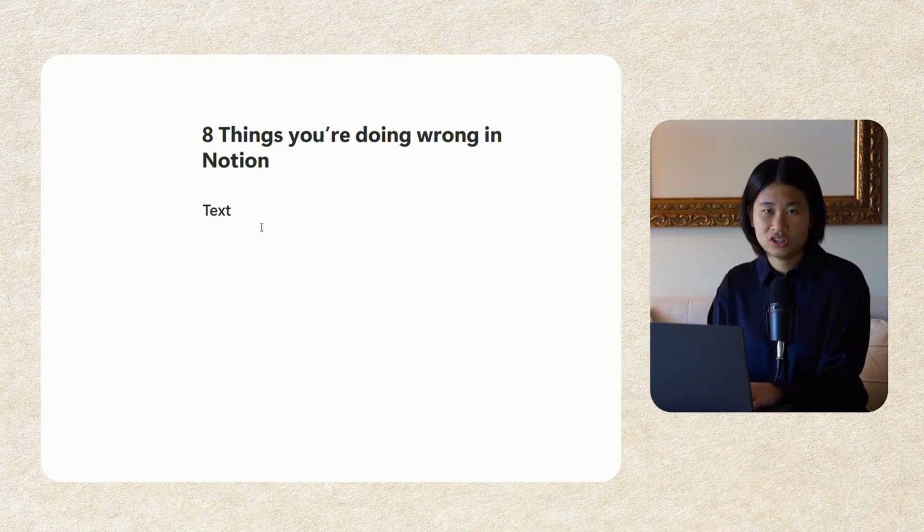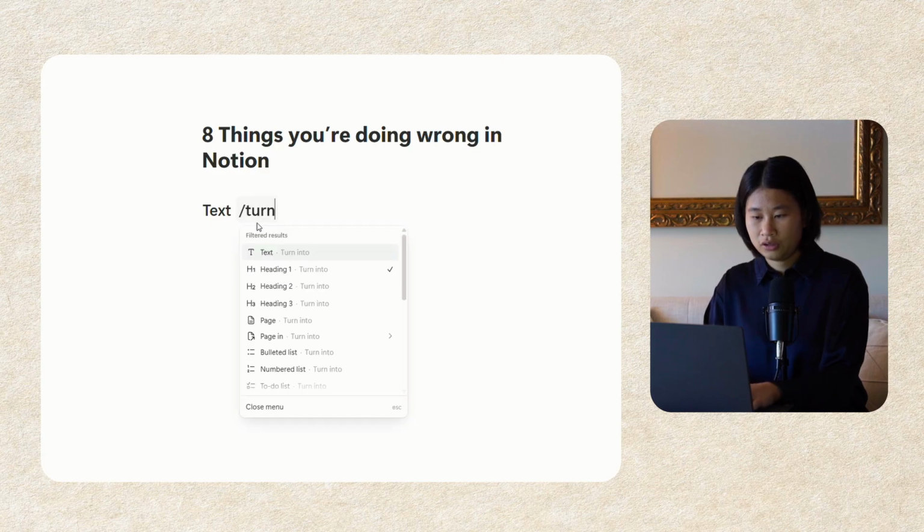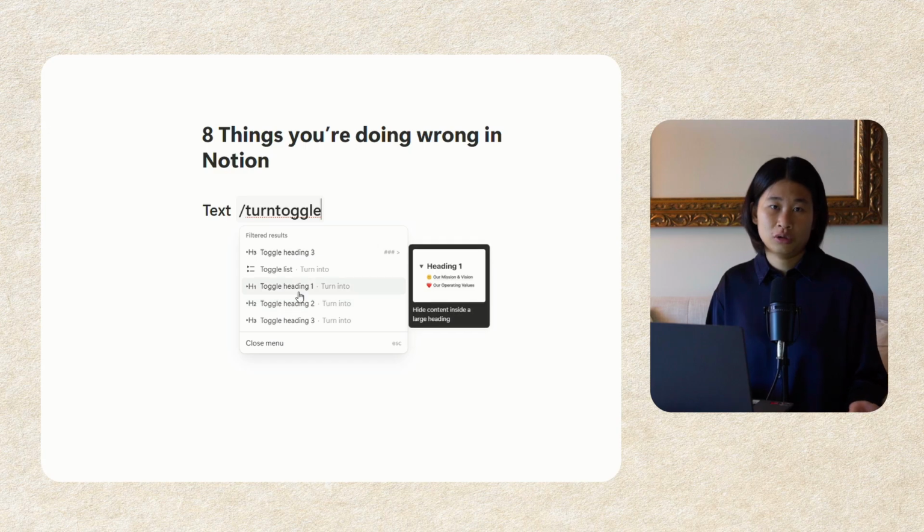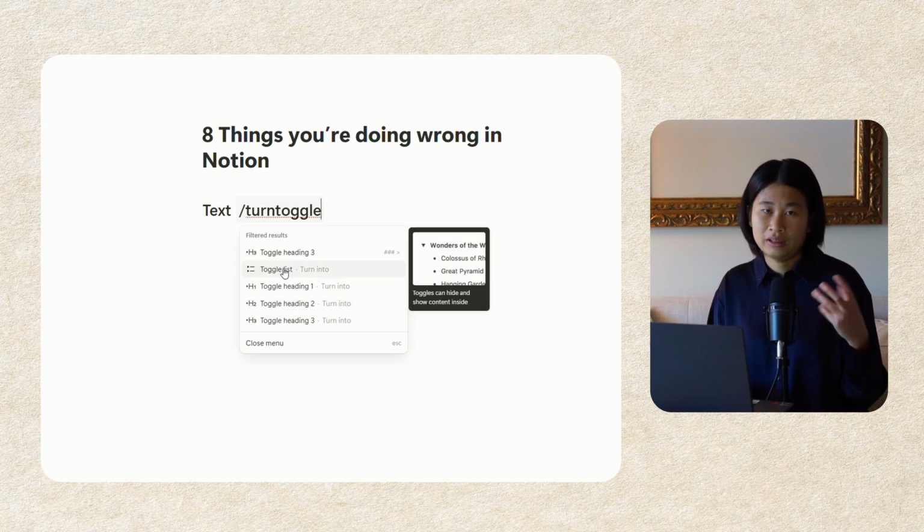If I want to change this into a toggle, I'll start again, so /turn, toggle. And now I have options. Either I can do a toggle heading or a toggle list.